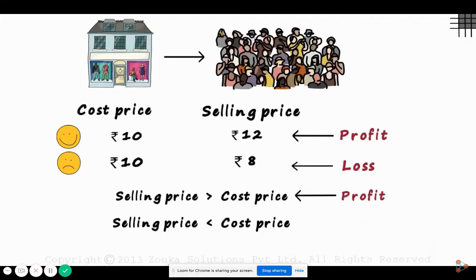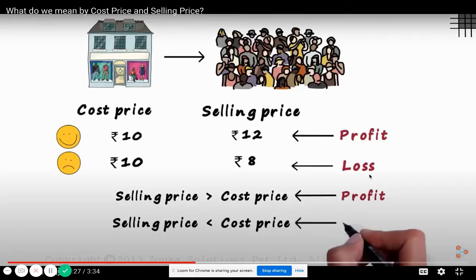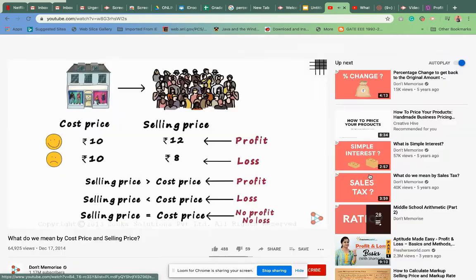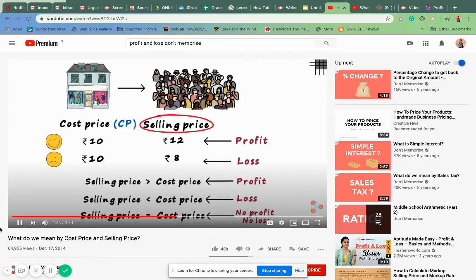But if the selling price is lower than the cost price, then it will be a loss-making product. And if the selling price is equal to the cost price, then it is a no profit, no loss situation. All you need to know is that if the price at which you sell is greater than your overall costs, you are making profits. But if it's the other way around, you are making a loss. Cost price is generally known as CP and selling price is generally known as SP.